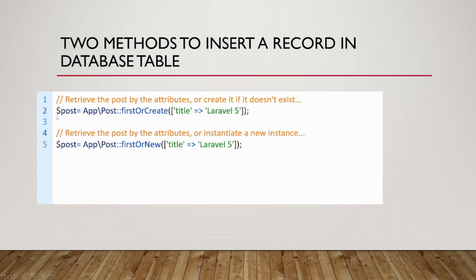In line 2, I use the firstOrCreate method. It retrieves the post by the attributes or creates it if it doesn't exist. Line 5 is the firstOrNew method. It retrieves the post by the attributes or instantiates a new instance.